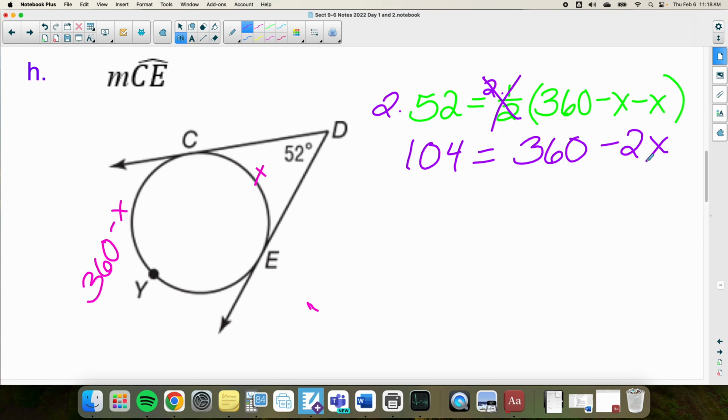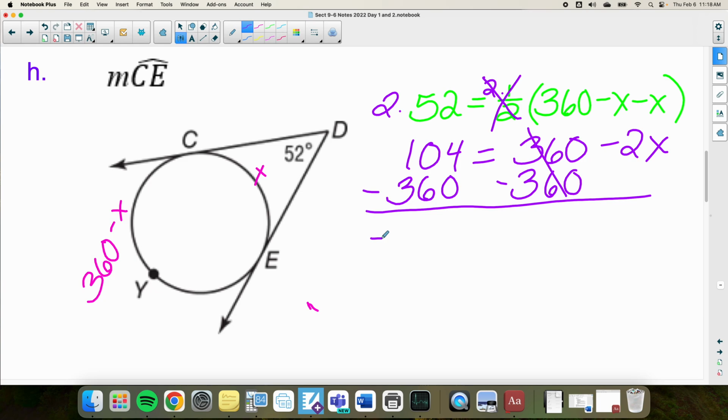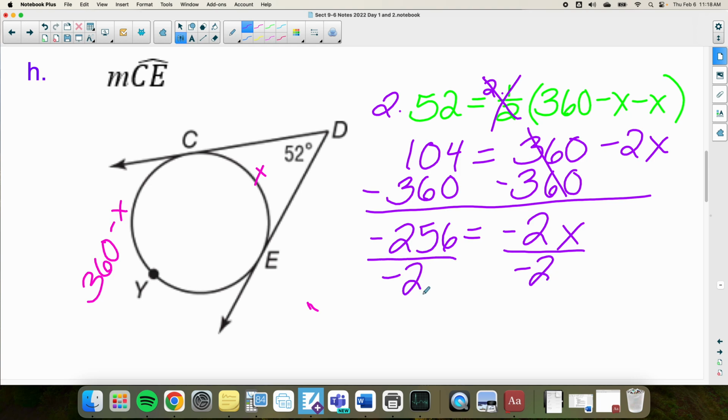Now I'm going to bring the 360 over by subtracting 360. 104 minus 360 would be minus 256, I believe, equals negative 2x. Then I divide by a negative 2, and x is 128. Is that right? That was right, yeah. Alrighty.